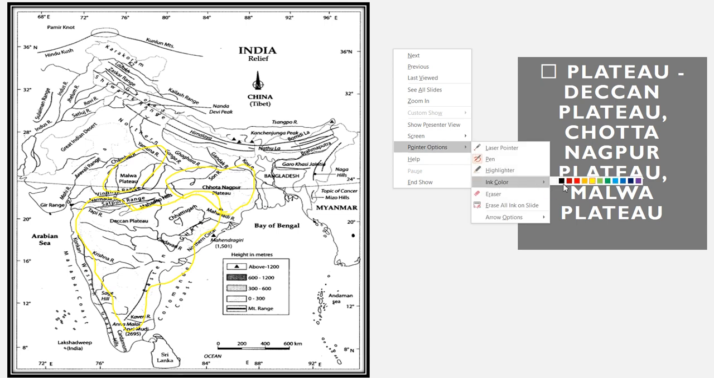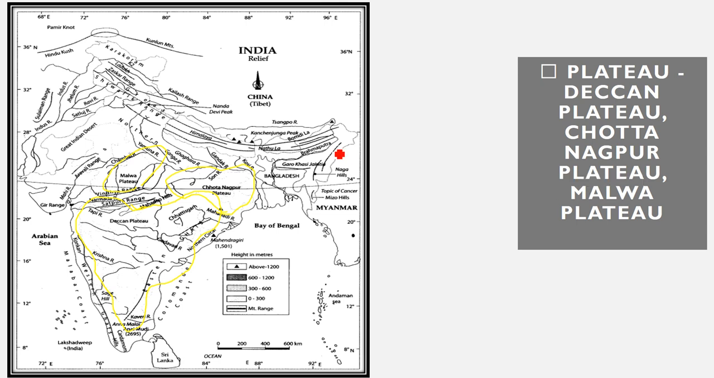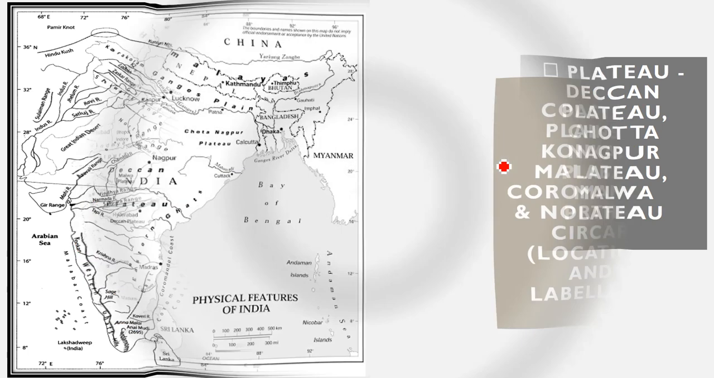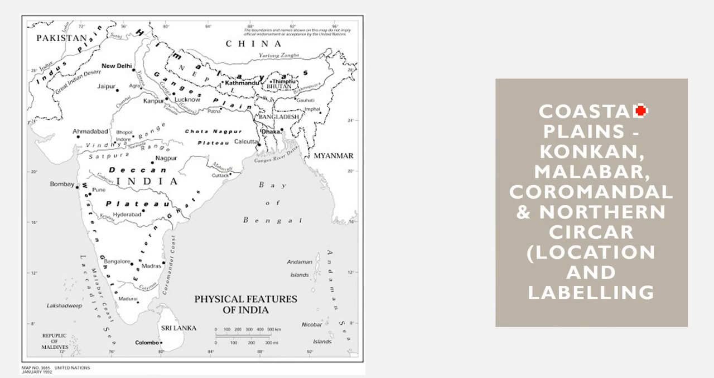I'll go again for a different color so that it is now Deccan Plateau, right? Chota Nagpur Plateau and Malwa Plateau, right? Now let's move on to the last map, that is the coastal plains.